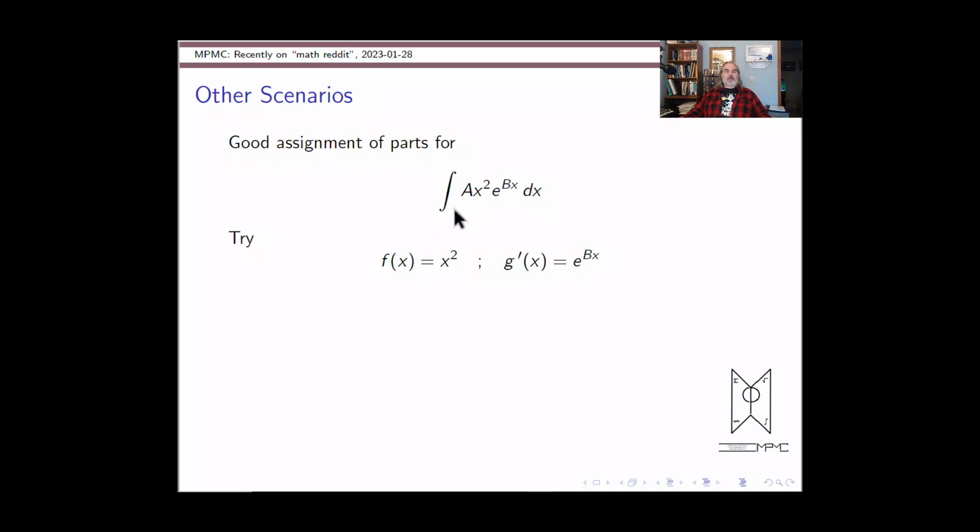Okay? So it's not about mnemonics, it's about just the cost-benefit analysis of the trade that you're about to make. So we've decided we would love to trade out the x squared for its derivative, so x squared becomes the f, the g prime becomes e to the bx.